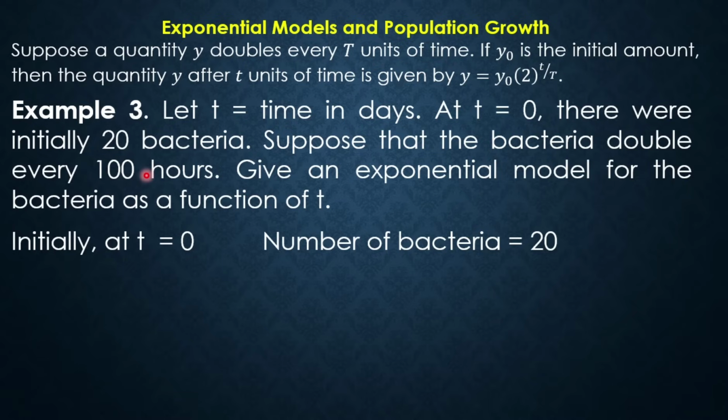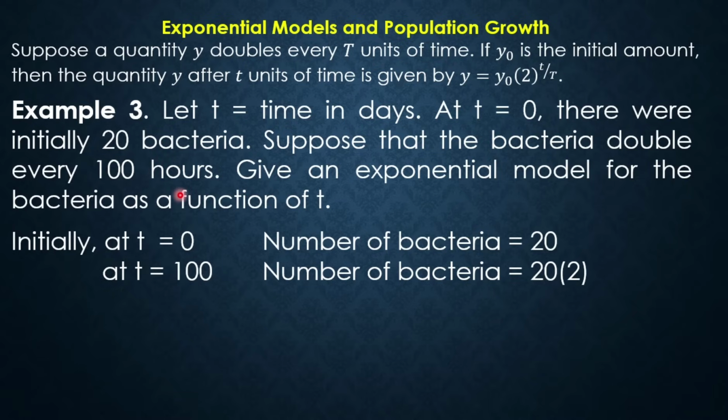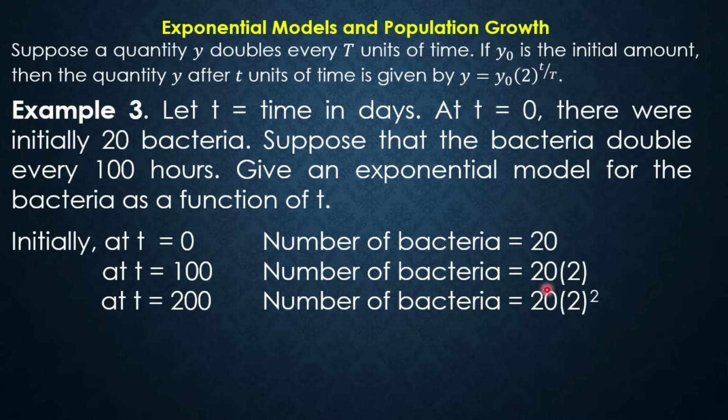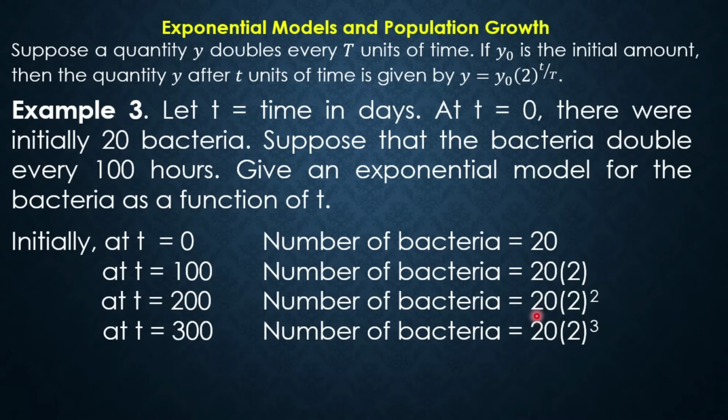in every 100 hours. So pagdating ng 100 hours, yung number of bacteria na is 40 because 20 times 2 is 40. So pagdating ng 200 hours, dodoble na naman yung 40 na yun, so magiging 80 na. So 2 squared, that is 4, times 20, that is 80. After 300 hours, dodoble naman yung 80 na yon and that will become 160. So kapag sinimplify, 2 raised to 3, that is 8 times 20, that is 160.